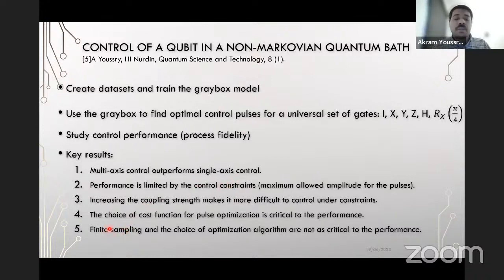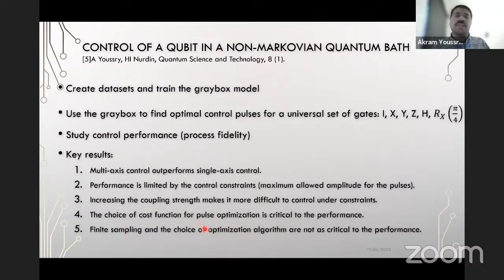Finally, we also checked the finite sampling. In an actual experiment, we do a single shot measurement and then repeat for multiple shots and take the average. We found that while this affects the identification, because this is statistical noise, it doesn't affect the control much. The fidelities we get are very close to each other. This is interesting because we don't need a very high number of shots to do this experiment, so this saves time in the experimental procedure.